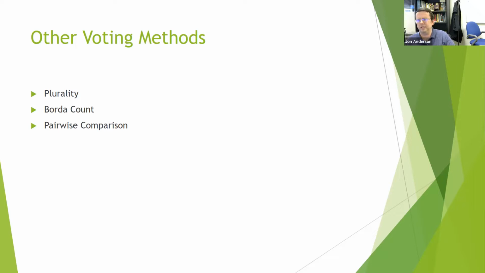These are the ones that most textbooks talk about. But it's worth pointing out that there are a few others. So I'm going to let Max talk about the next two methods of voting.